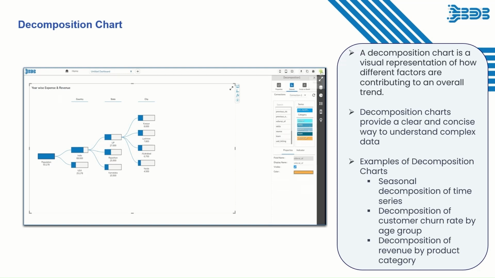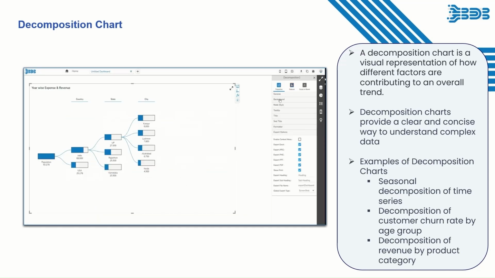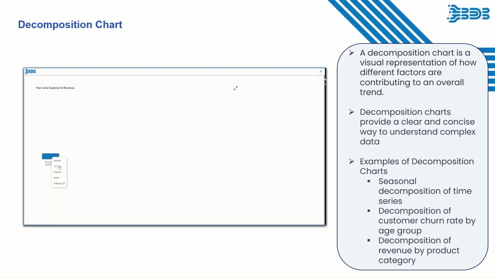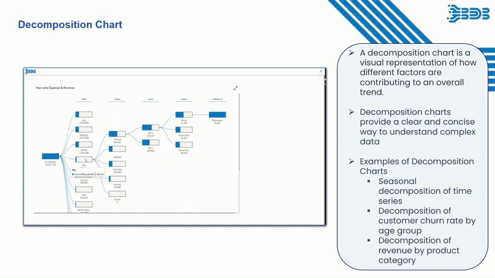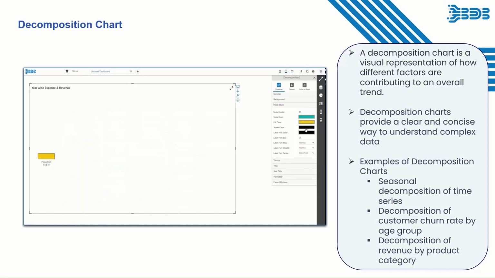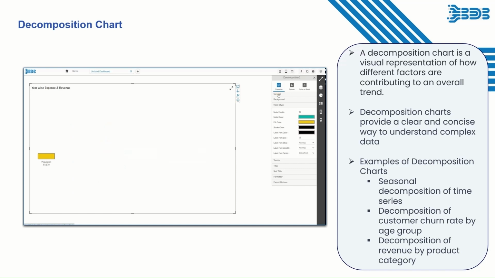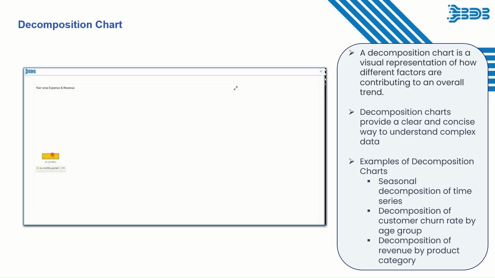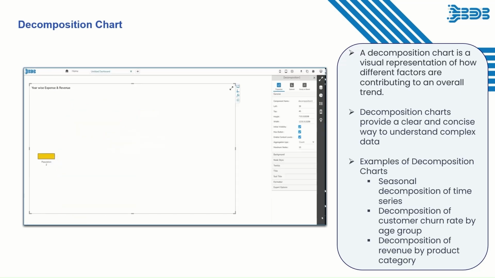A decomposition chart is a visual representation of how different factors are contributing to an overall trend. Decomposition charts provide a clear and concise way to understand complex data. Examples of decomposition charts: seasonal decomposition of time series, decomposition of customer churn rate by age group, decomposition of revenue by product category. Now, let's move to the live demo.